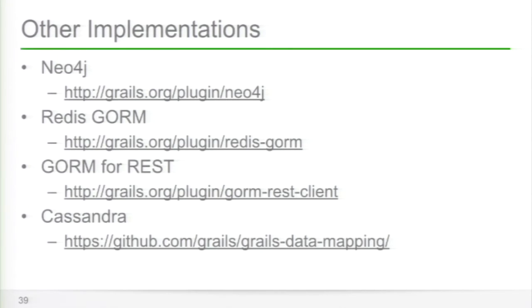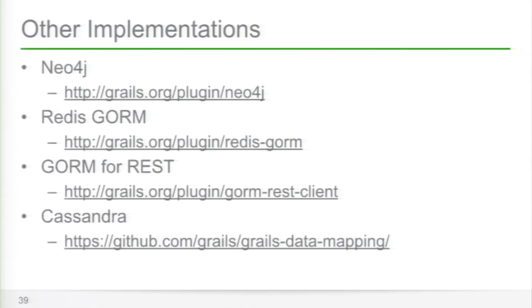Okay, so other implementations that you might want to check out. Neo4j can be found there, grails.org/plugin/neo4j. I believe after releasing 1.0 of the plugin, they've now completely rewritten it for Neo4j because Neo4j has a new query language called Cypher, as far as I understand. Anybody use Neo4j here? Yes?